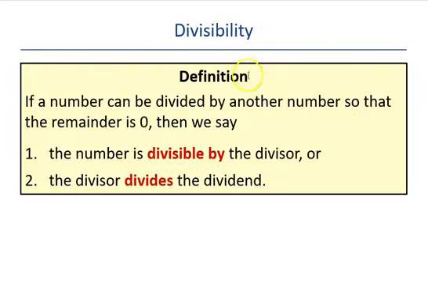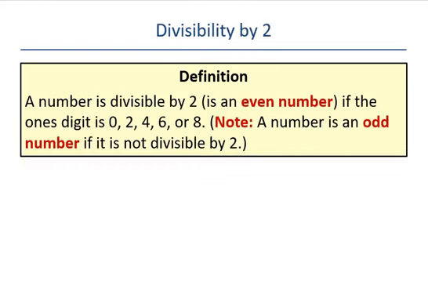So what is divisibility? Well, the definition is if a number can be divided by another number so that the remainder is 0, then we say the number is divisible by the divisor, or the divisor divides the dividend. Okay? So let's check for divisibility by 2. A number is divisible by 2, it's an even number, if the ones digit is 0, 2, 4, 6, or 8. Also note, a number is an odd number if it is not divisible by 2.